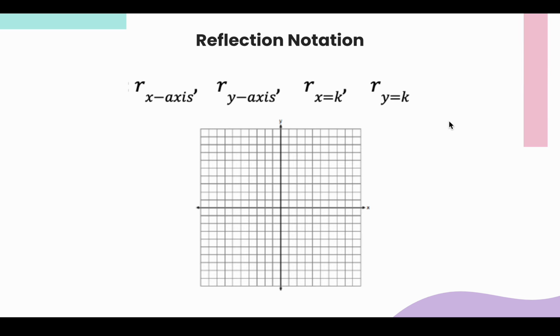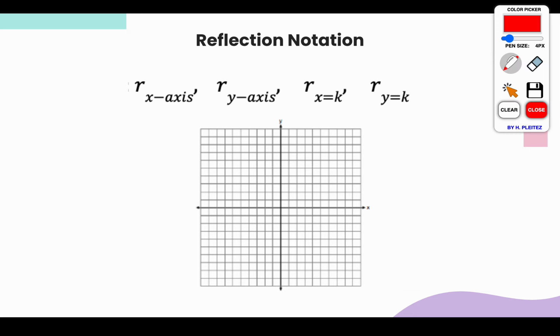So let's go over some notation. Reflections have this lowercase r, and then you'll have this little subscript here. That little subscript is going to be your line of reflection. And it's important to know how to draw these or how to highlight these because you should be doing this every time you have a grid.